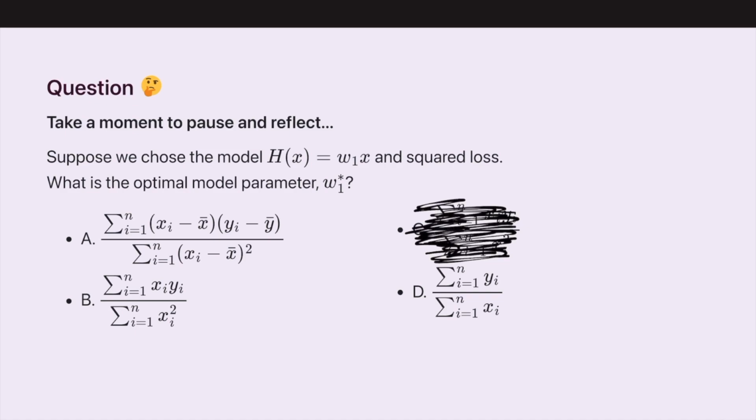We know the answer can't be A because A is the traditional thing we've been working with, and we're no longer trying to minimize a function that includes an intercept here. Remember, we have this w sub 1 x right here, which means that we have a line going through the origin.